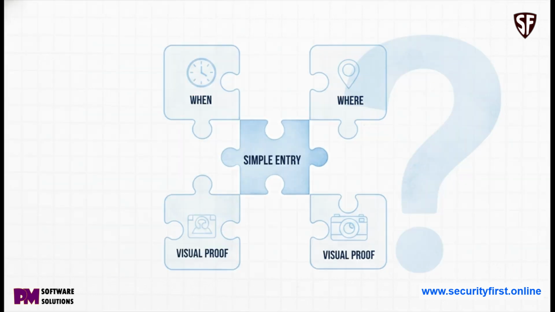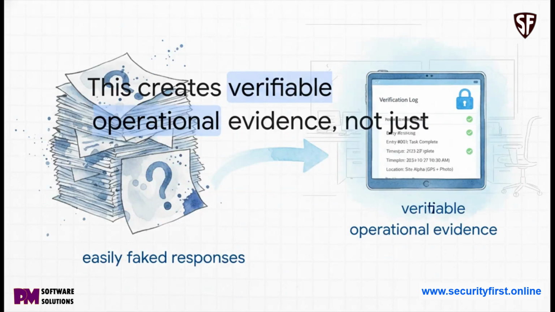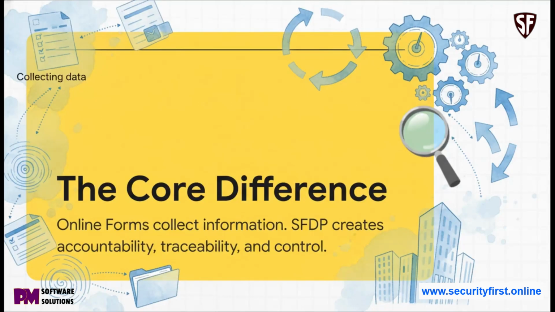But can you really prove where and when something happened with just a basic form? Probably not. SFDP provides full traceability with features that can verify an event right there on the ground. So you're moving from questionable data to trusted, audit-ready records of what actually happened. This makes SFDP a true platform that's built for scale, consistency, and long-term governance. So to sum it all up in one line, one tool collects data, the other one creates control.